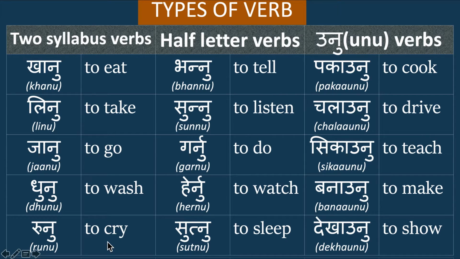Also, please make a note again. Here, janu, dhunu and runu are the special kind of verb and the changes are irregular in present perfect tense as well and in the simple past tense as well.